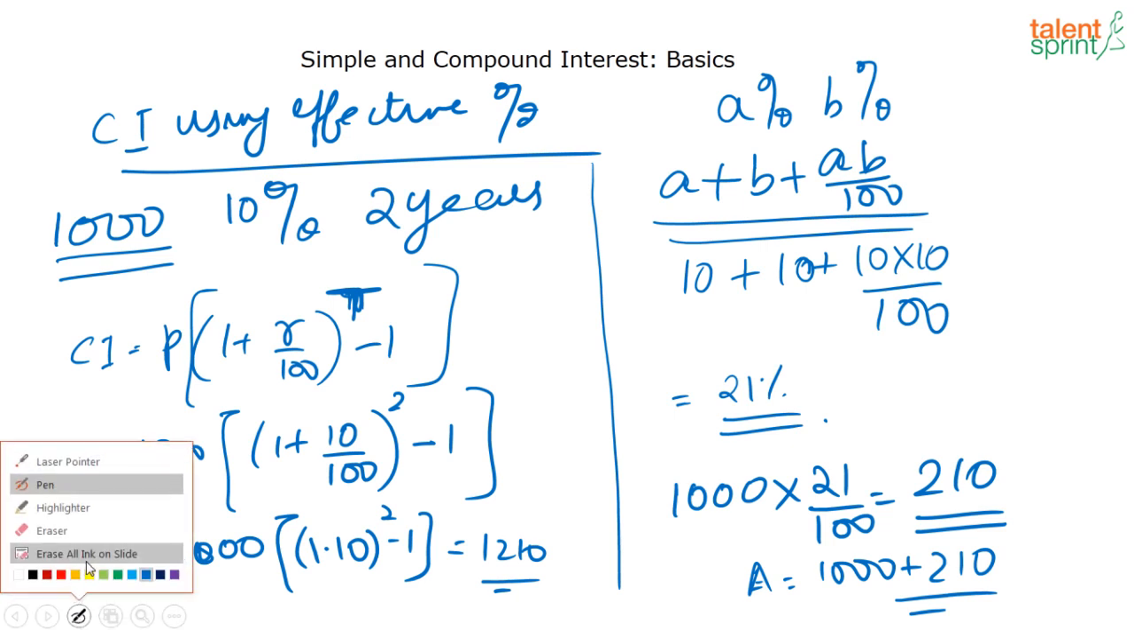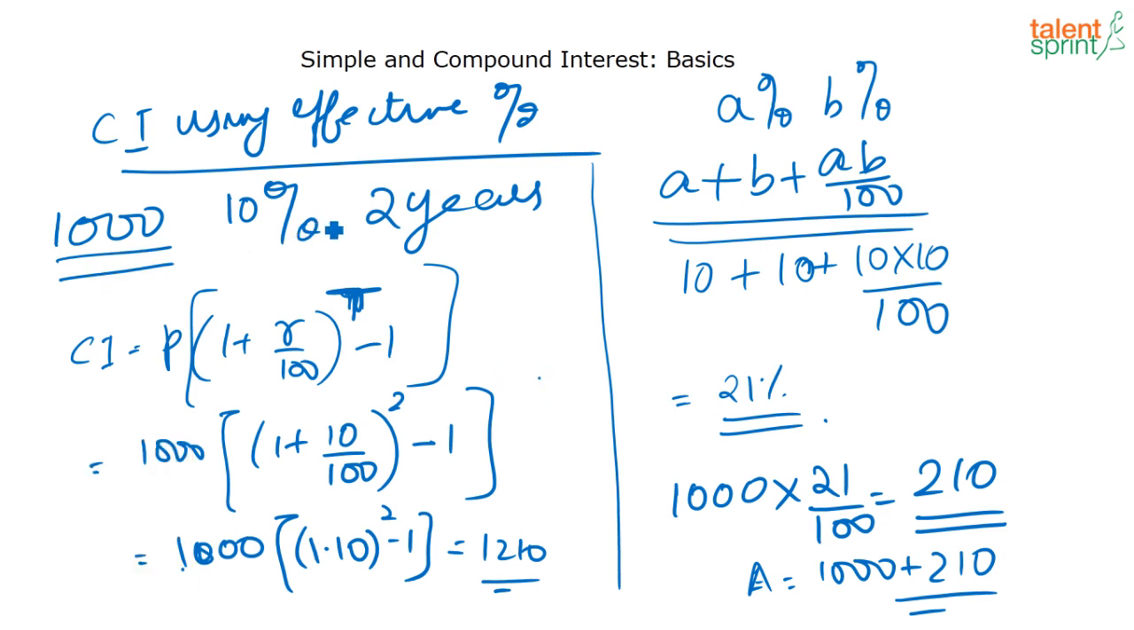See, this is for 2 years, right? Here, 1000 rupees at 10% for 2 years, we use the concept of effective percentage. Now if it was 3 years, how will we use the concept of effective percentages? Just take 10%, 10%, 10%. First find the effective percentage of these two.